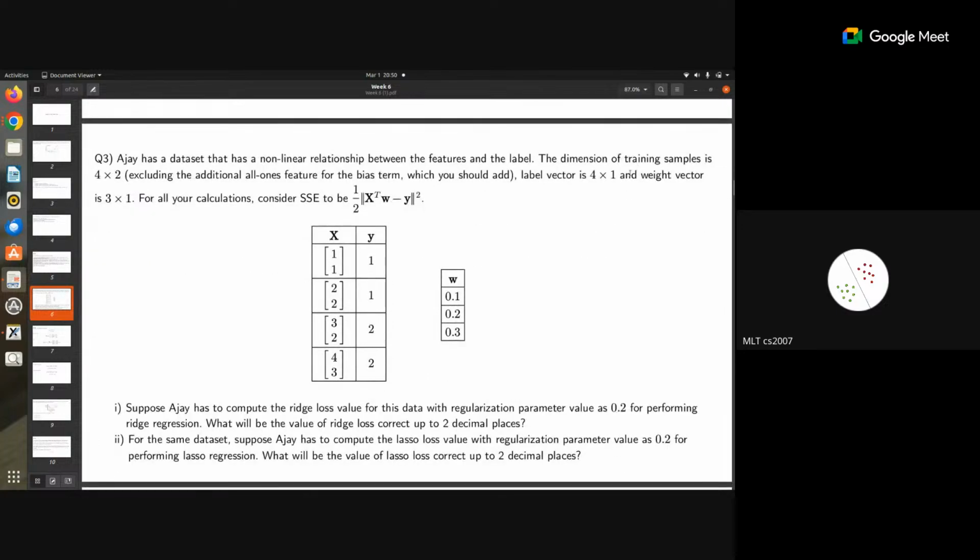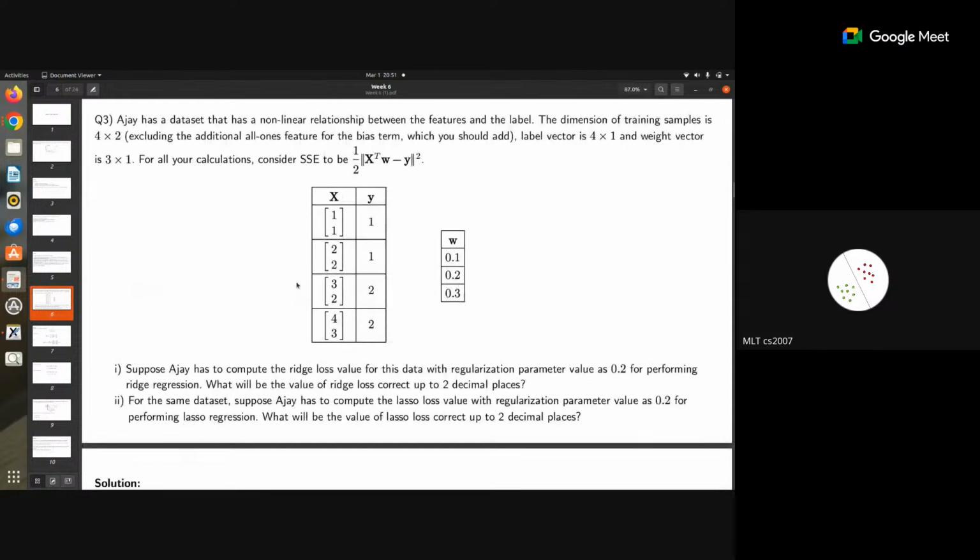This is a solution problem. Ajay has a data set that has a non-linear relationship between the features. The dimensions of training sample is 4 cross 2, excluding the additional all ones feature for the bias term, which you should add. Label vector is 4 cross 1. I don't know how much time it will take to solve this.